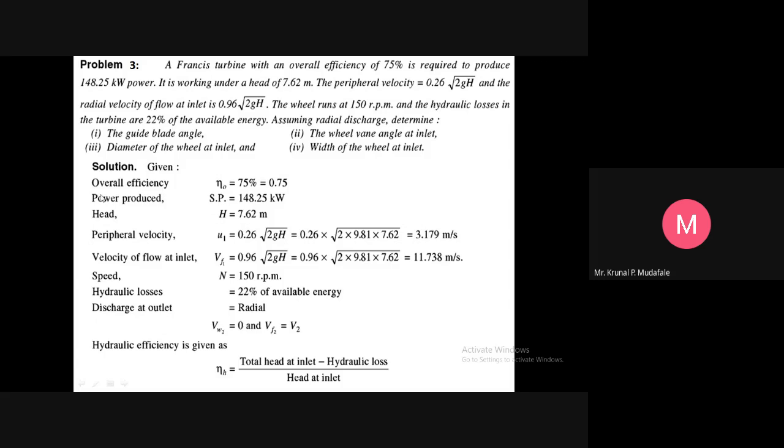So the given data: the overall efficiency is 75%, which means 0.75. The power produced at the outlet, I told you, is the shaft power. So the shaft power is 148.25 kilowatt.